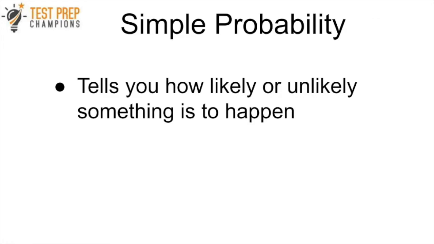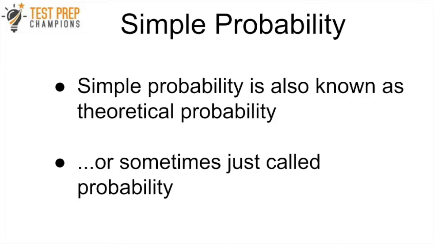So let's start by talking about simple probability. Simple probability just tells you how likely or unlikely something is to happen. Simple probability is also sometimes called theoretical probability. So if you see in your textbook that it says theoretical probability, note that that's just another way of saying simple probability. Also, sometimes simple probability is just called probability. So if on your test you get a question that asks you to calculate the probability, they're probably talking about simple probability.